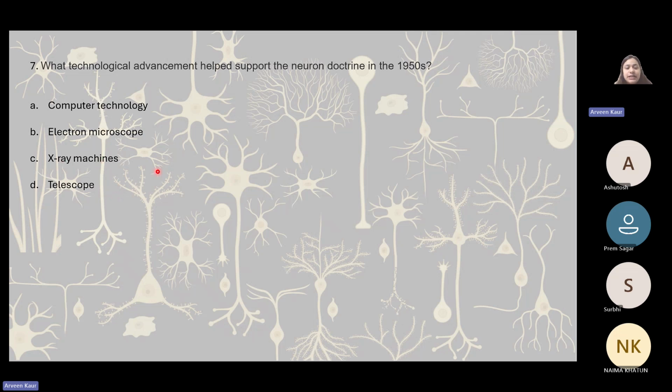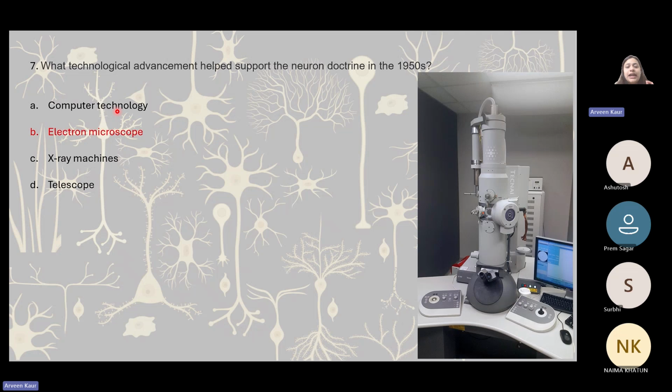X-ray machines, yes, they came into the picture, but a little later than the 1950s when we are talking in the context of brains. So CT was developed based on the principle of X-ray, for instance. Computer technology also developed a little later, the computational part of neuroscience, but the electron microscope was the one that was developed around this time, and it also helped support the neuron doctrine, right?